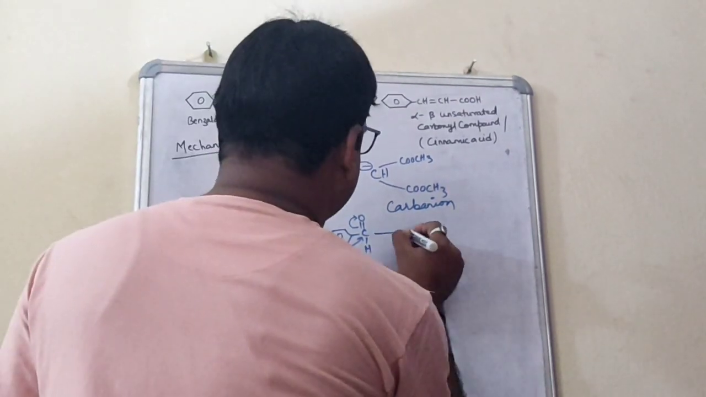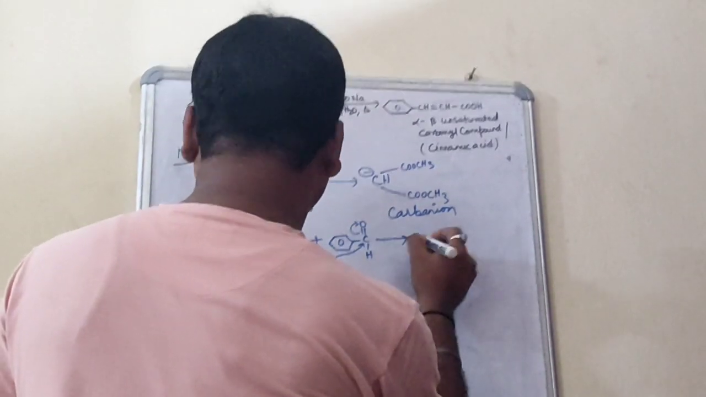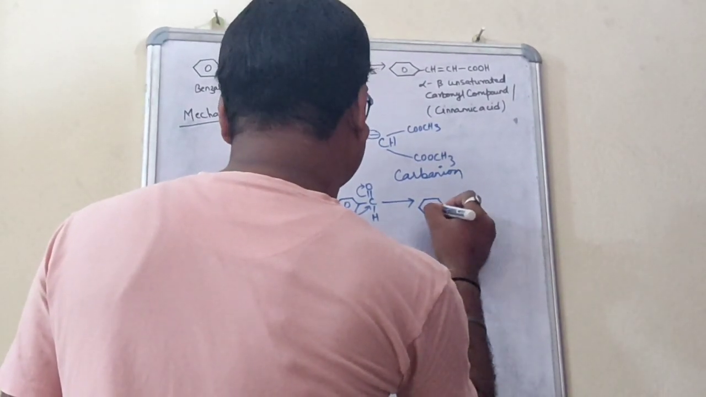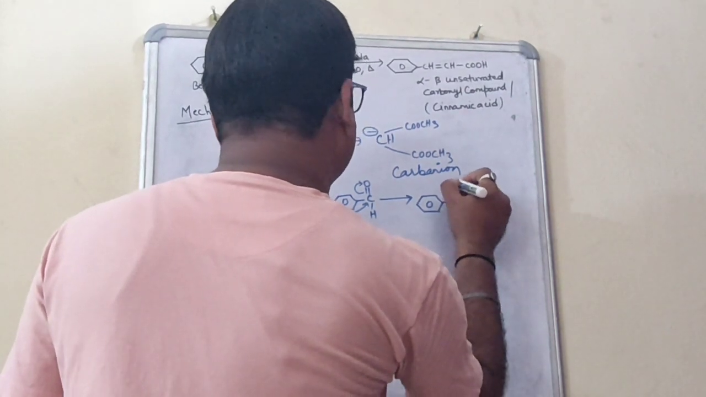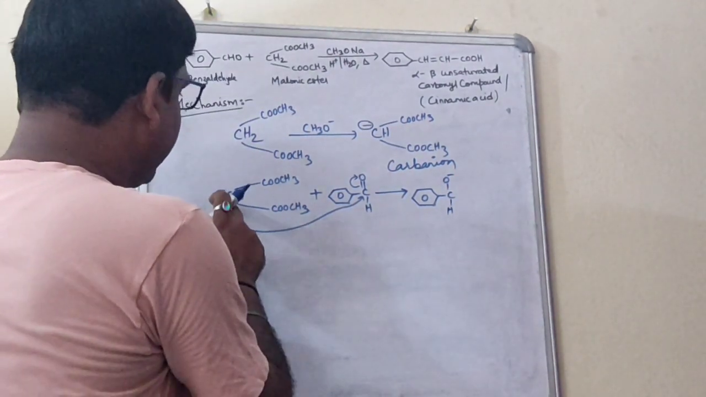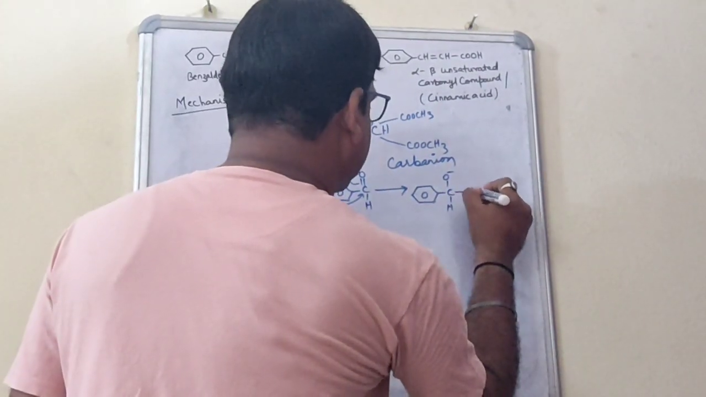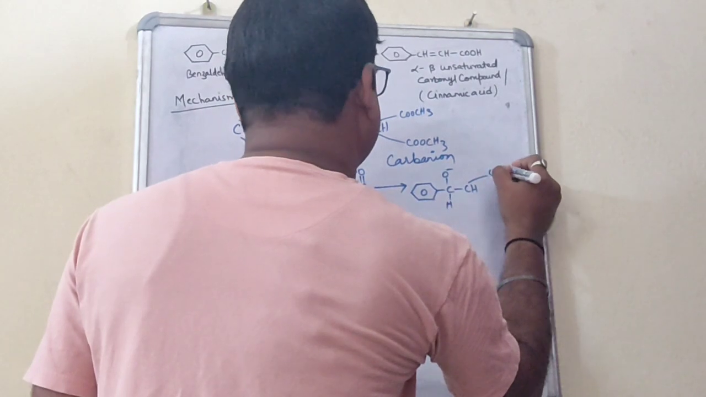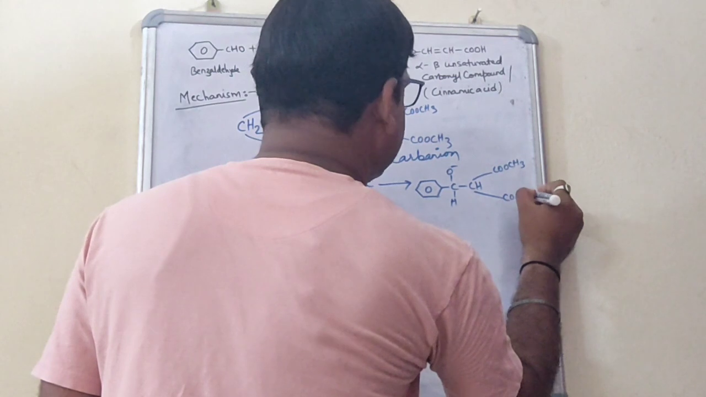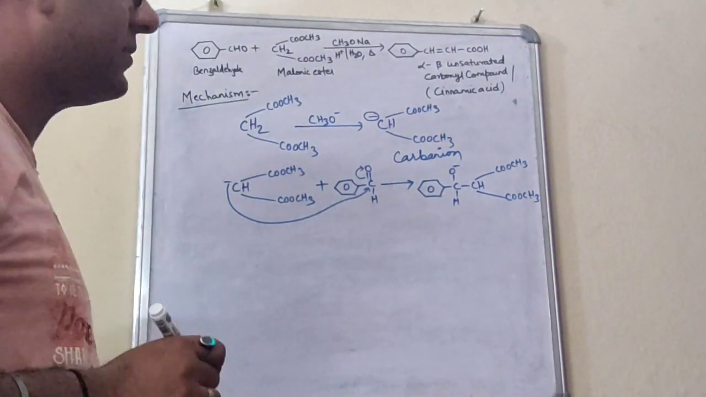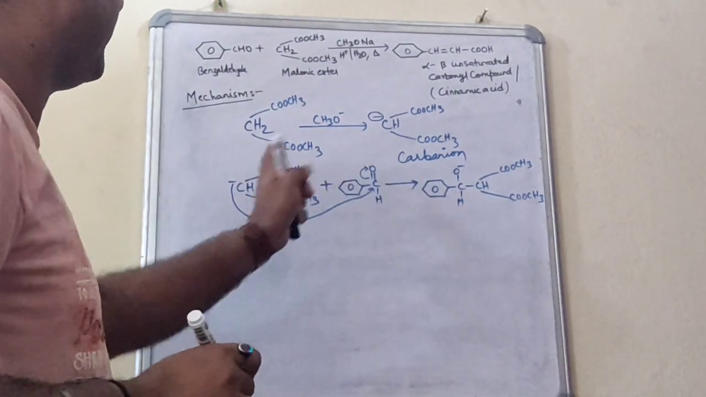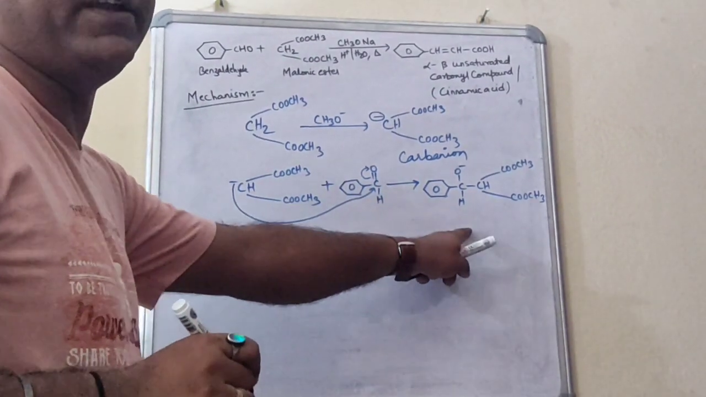Now what will be the product we form from this? It will be like this. You can join like this: C, here O minus, right? Here is the hydrogen as it is. Now this CH, you can write here CH, with COOCH3 and COOCH3. Right? Now we have joined this, we have used this benzaldehyde, and this carbanion has reacted with it to form this intermediate.